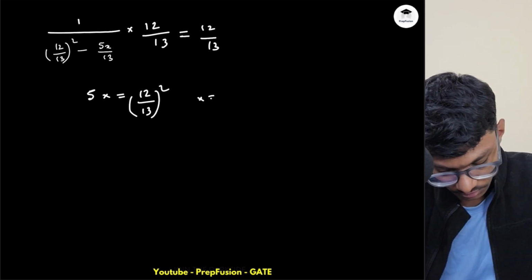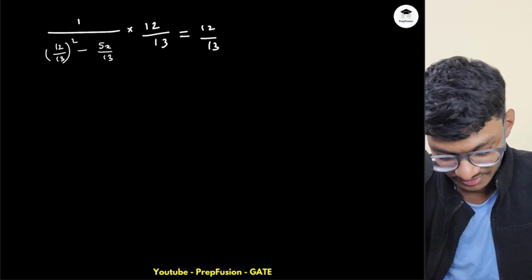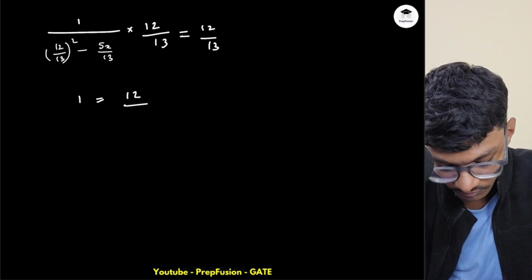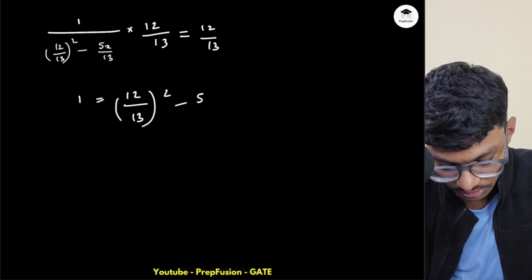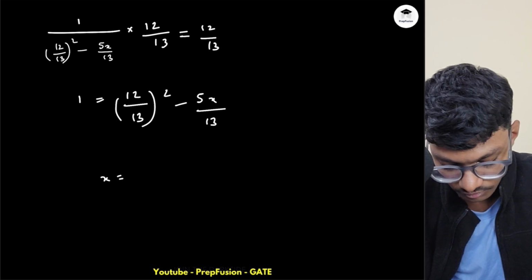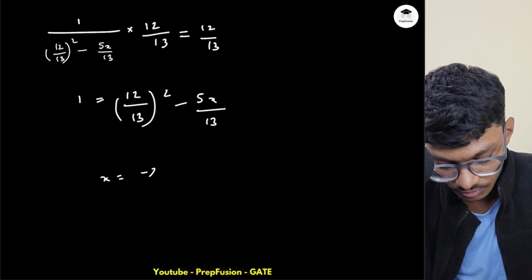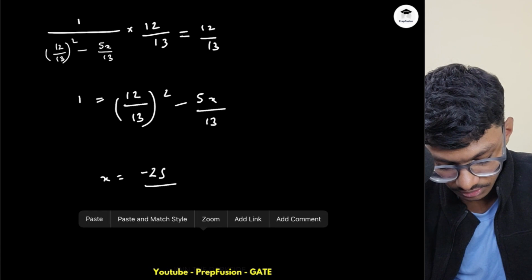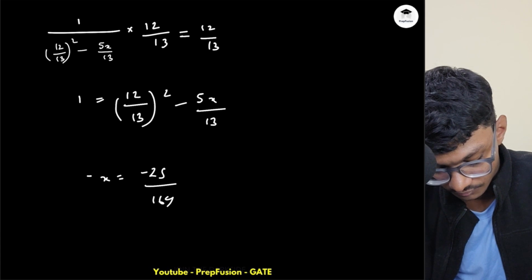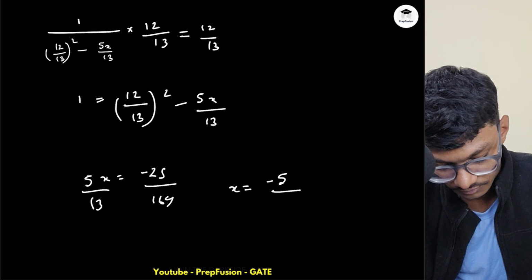Whole square. Okay, something is going wrong. Yeah, sorry for the mistake. Basically I just did one silly mistake, that's why you should not skip steps. So this one is equals to 12 by 13 whole square minus 5x by 13. So your x will be equals to, this will go over there. Now this is 144 by 169, so minus 25 by 169, and here we have 5x by 13. So x will be equals to minus 5 by 13.